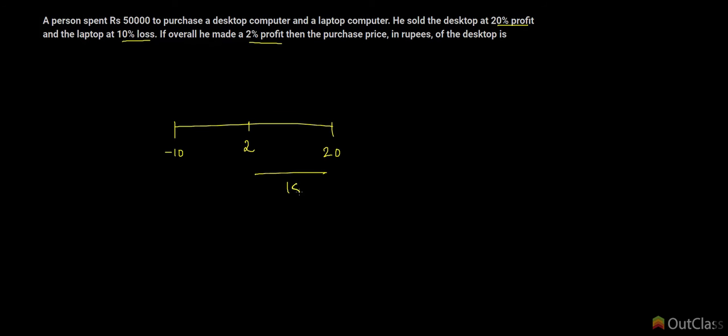That's a distance ratio of 18:12, simplifies to 2:3. Flip it and you get cost prices in the ratio 3:2. Desktop was a 20% profit. So out of the total 5 parts, 2 parts was desktop. 20,000 rupees for the desktop, 30,000 rupees for the laptop. Required answer is 20,000.